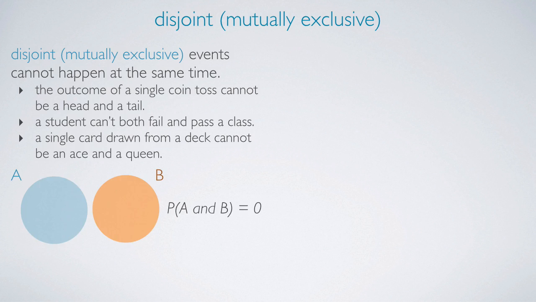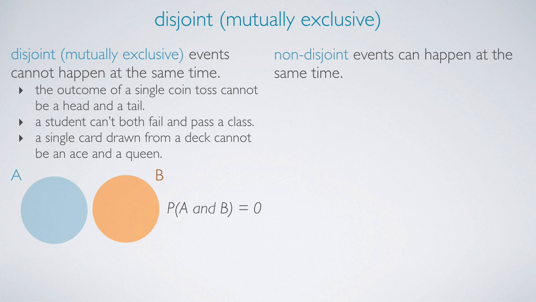In Venn diagram representation, where we represent each event by these circles, if events A and B are disjoint, we end up with two circles that don't touch each other, which indicates that the probability of event A and B happening at the same time, so probability of A and B, is 0. In other words, the events don't join, hence the term disjoint.